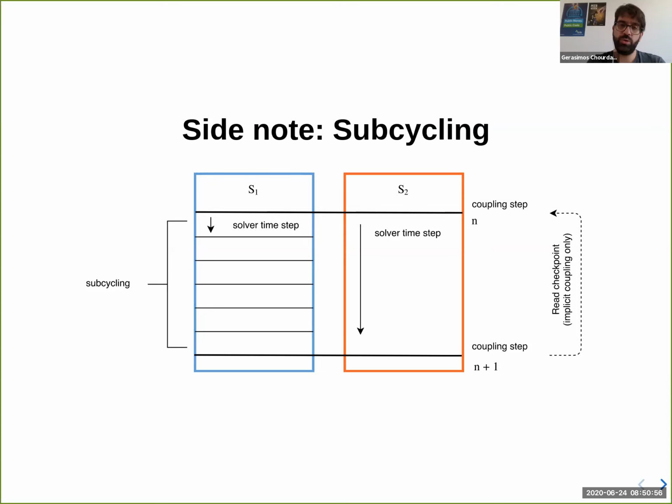We also distinguish between explicit coupling, that is when the solvers interact only once, or implicit coupling in our terminology. That means that the solvers iterate until they reach convergence. In that case, we would also need to return the solver to a previous state, for example, by storing and reloading a checkpoint.